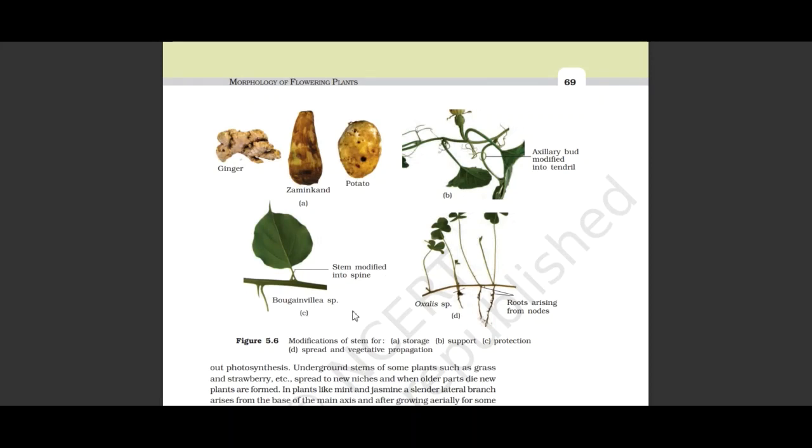Here they have mentioned the examples. Modification of stem. First, for storage are ginger, zamikand, potato. Second is support, axillary bud modified into tendrils. Third is for protection, Bougainvillea species, stem modified into spine. And fourth is spread and vegetative propagation. Example is Oxalis species, roots arising from nodes.